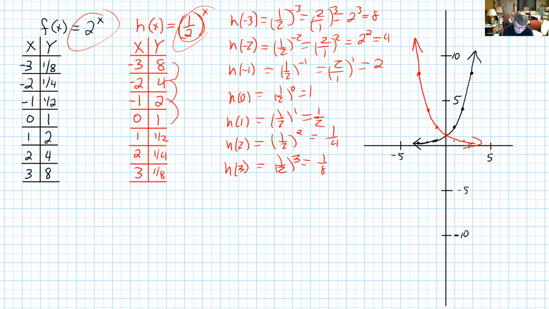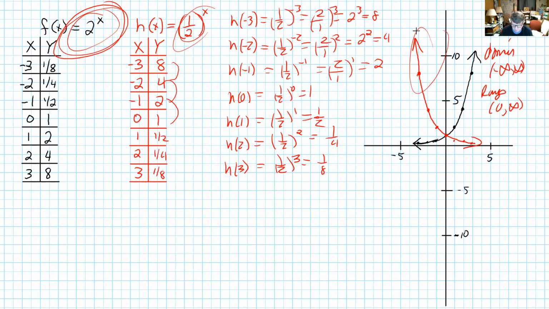So let's go back for a minute for this one, 2 to the x. The domain would be all real numbers, but the range is what? Greater than 0. What about for this one? The domain's all real numbers and the range is still greater than 0, isn't it? Okay. Any questions about this example?